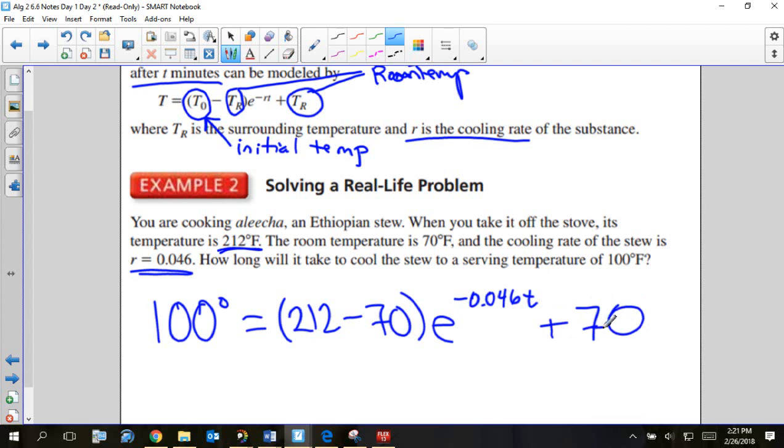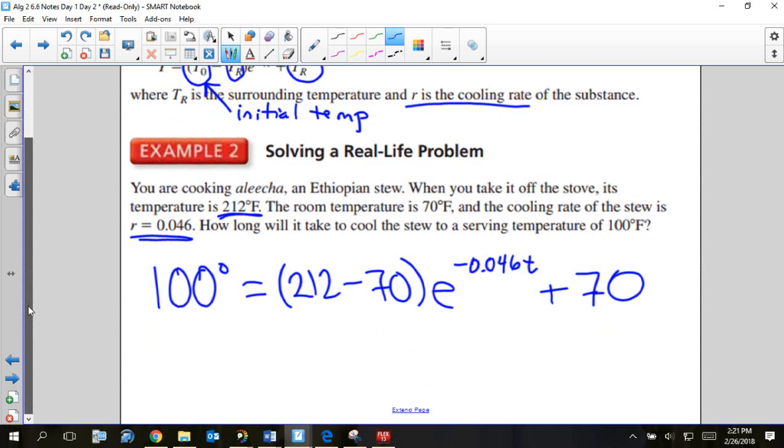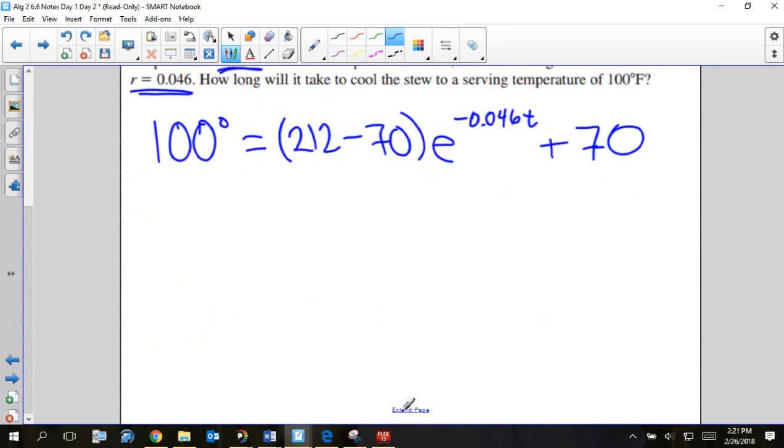Now, we are going to be peeling away the layers until we can get to T. What do I need to do first? Solving an equation. What should we do?